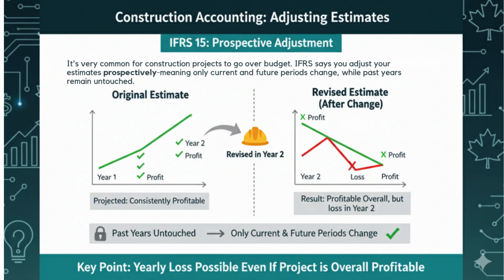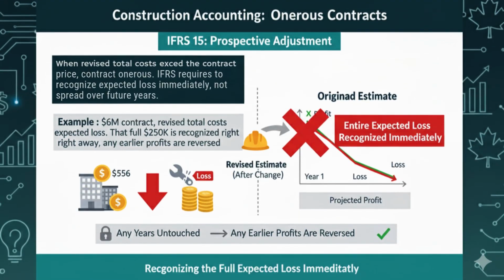But what if the bad news is bigger? What if the whole project is now expected to lose money? When revised total costs exceed the contract price, the contract becomes onerous. IFRS requires companies to recognize the entire expected loss immediately, not spread over future years. Example: $6 million contract, revised total costs $6.25 million, $250,000 expected loss. That full $250,000 is recognized right away, and any earlier profits are reversed.